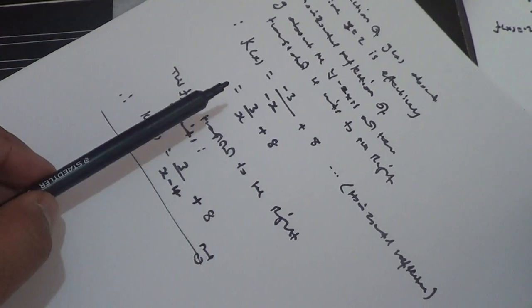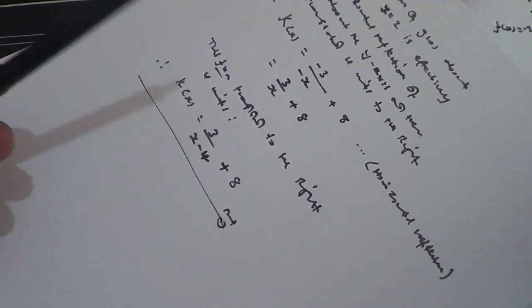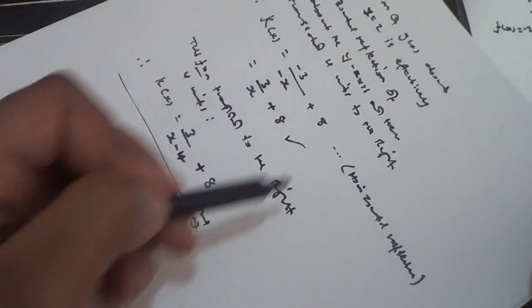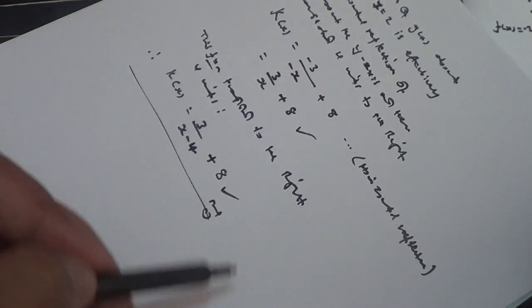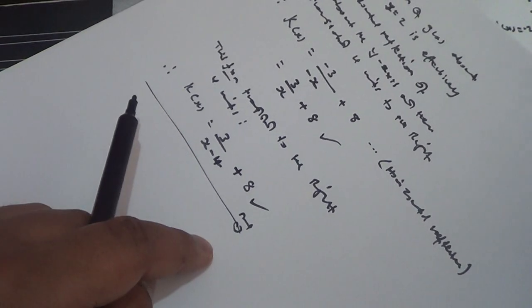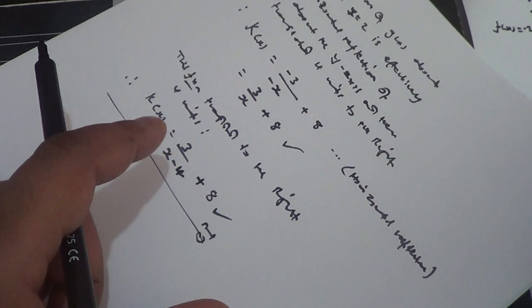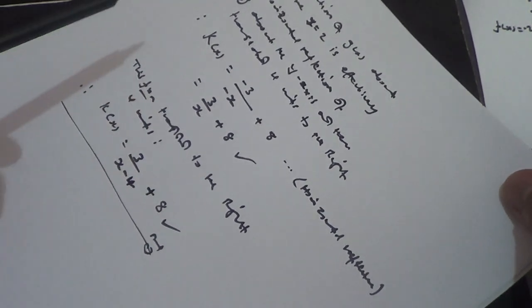There are 2 things you have to do, but in any case, it all happens. So the horizontal reflection part, and this is the translation to the right effectively.